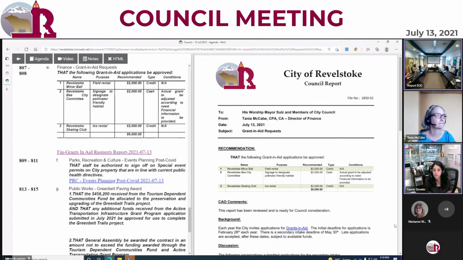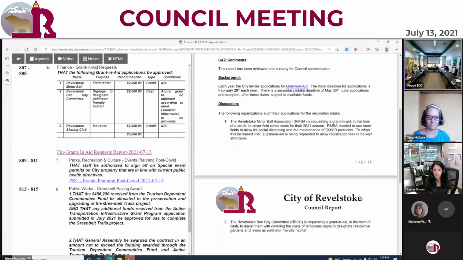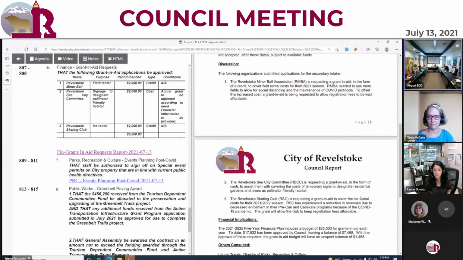All right, thank you. Someone want to put a motion on, Councilor Sherlock. If the following grant and aid applications be approved as is on the screen. Great, thank you. Seconder for the motion, Councilor Brooks Hill. Discussion on the motion. Councillor Gillette. Yeah, I'm curious about the signage for the bee city, for the pollinator-friendly habitat. Just in the interest of keeping everything consistent, does this have any tie-in to our wayfinding strategy?